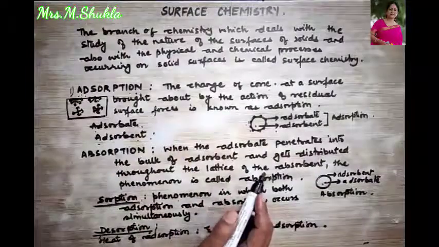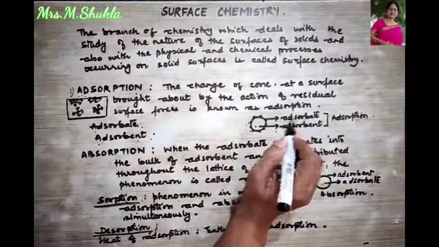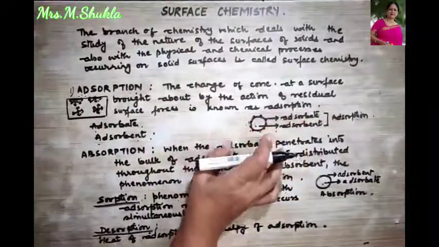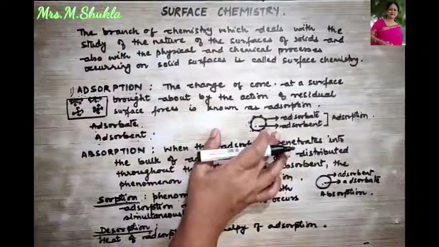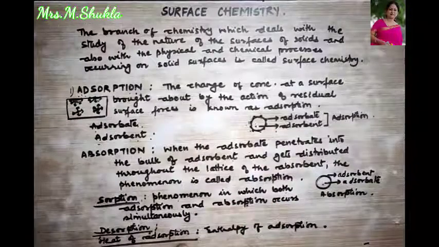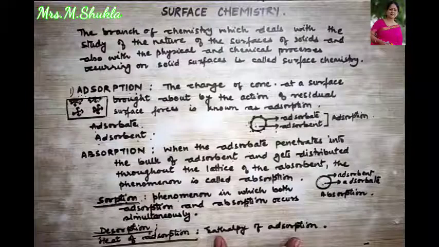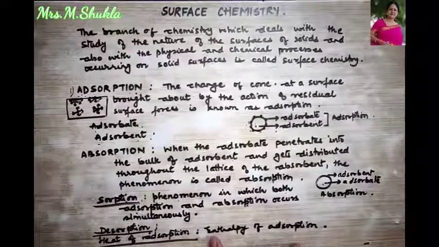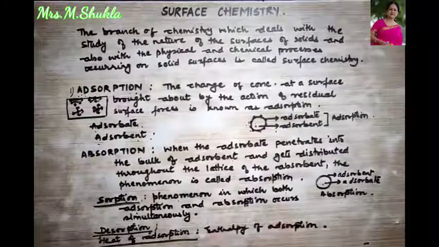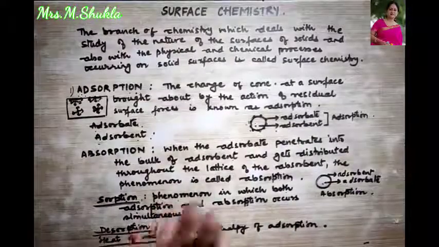But on the other hand, when the concentration of the adsorbate at the surface is less than in the bulk of the adsorbent, then it will be termed as a negative adsorption. Okay. Then we come to the last term, heat of adsorption, which is also called enthalpy of adsorption. So over here, as you already know, adsorption is an exothermic process, and it only occurs when there is a certain release of energy.